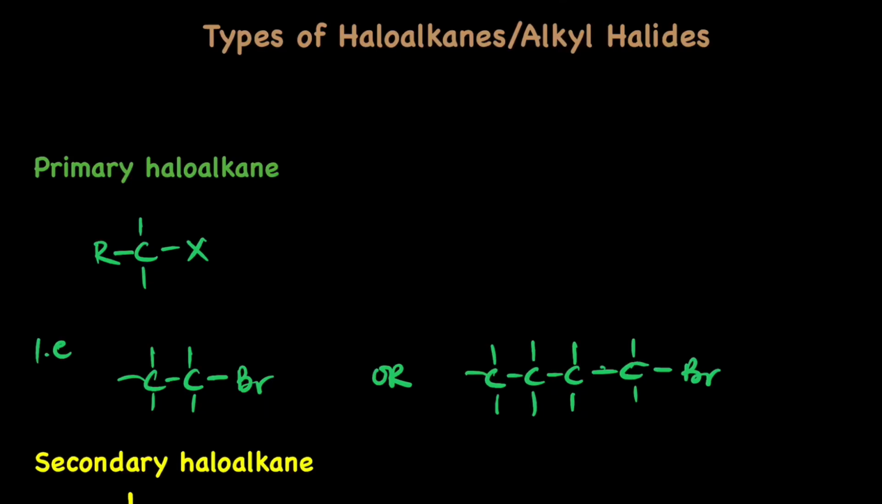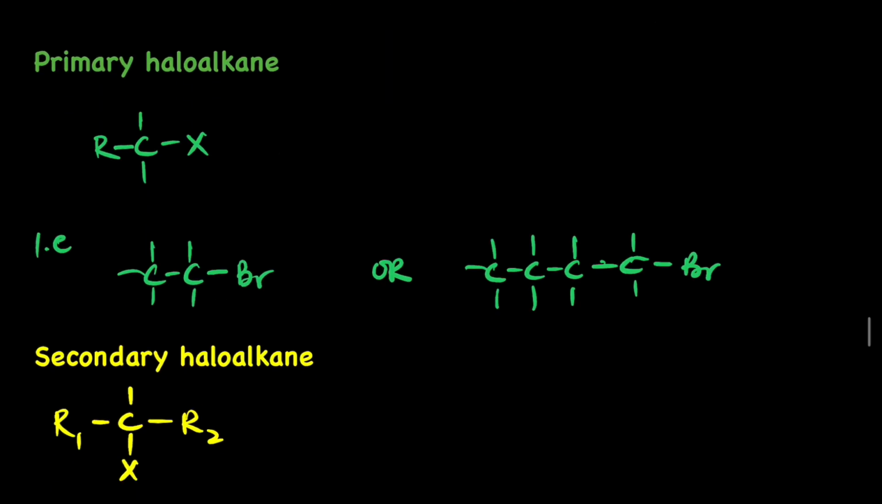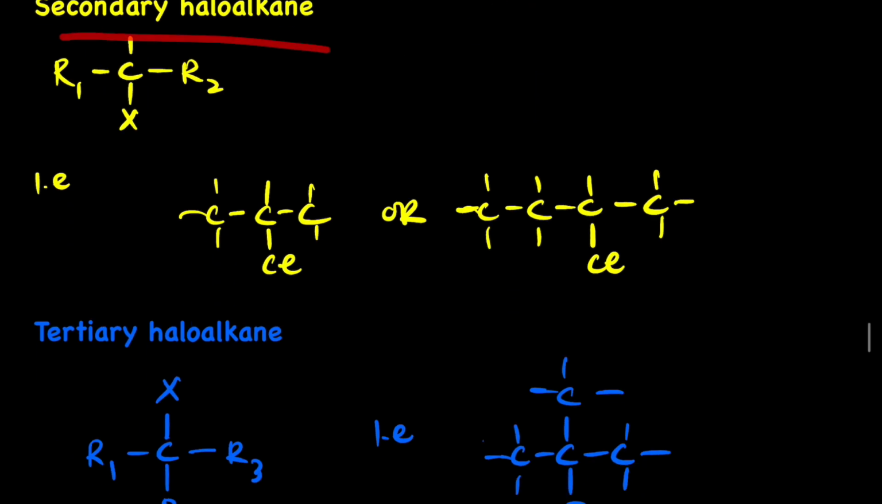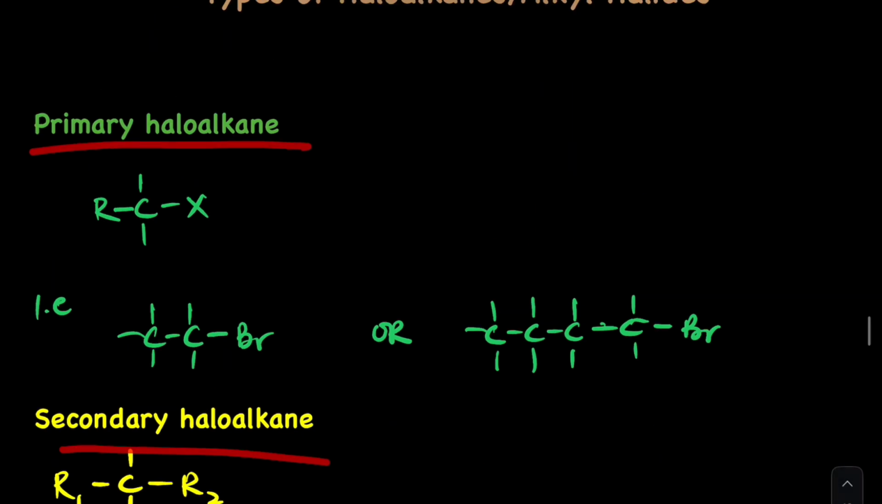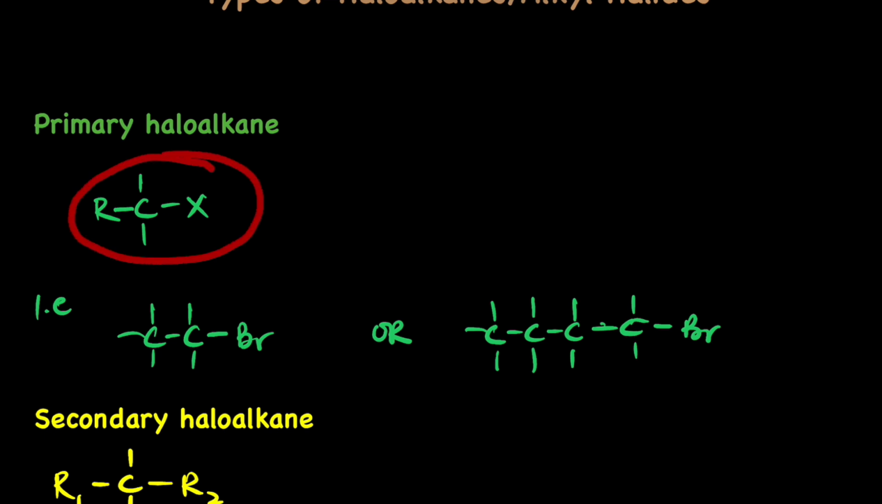Hi folks, in this video I'm going to look at the types of haloalkane, or the alkyl halides. We have three types: the primary haloalkane, secondary haloalkane, and the tertiary haloalkane. Let's zoom in on the primary haloalkane. This is a haloalkane, guys, right?